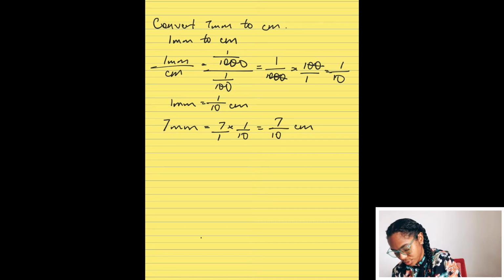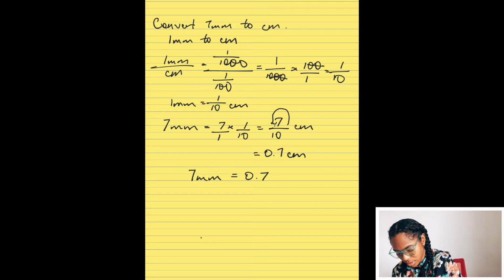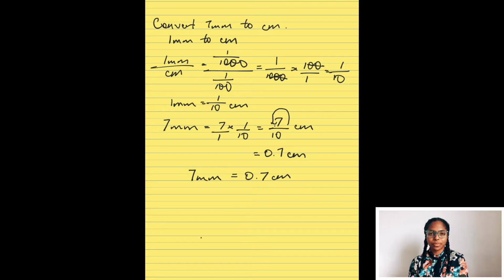Or if you want to convert it to a decimal at the end here, we know when you're dividing by 10, you just move the point one place to the left. So you have 0.7 centimeters. So what this means is that 7 millimeters is equal to 0.7 centimeters.